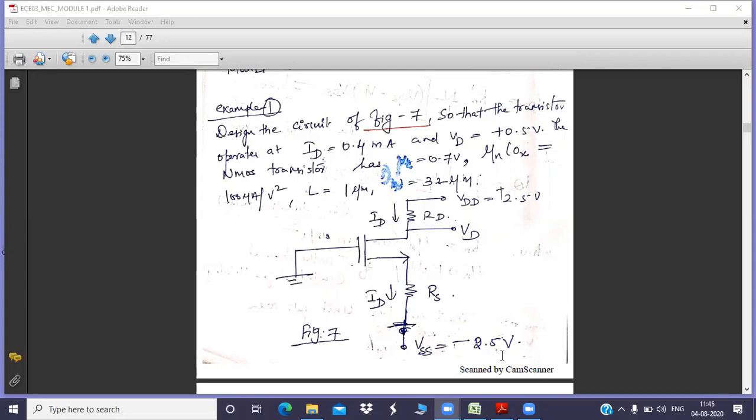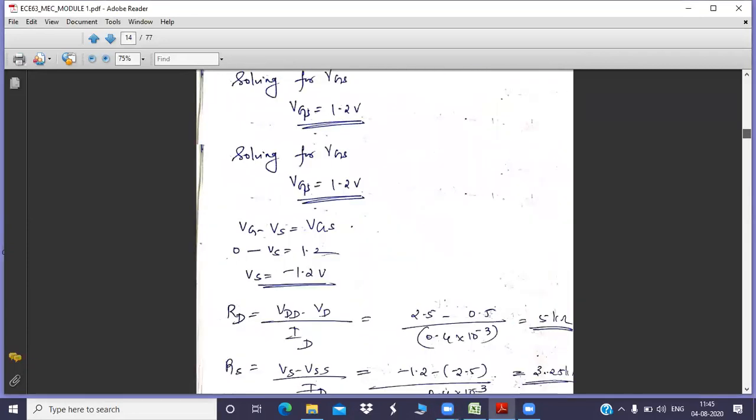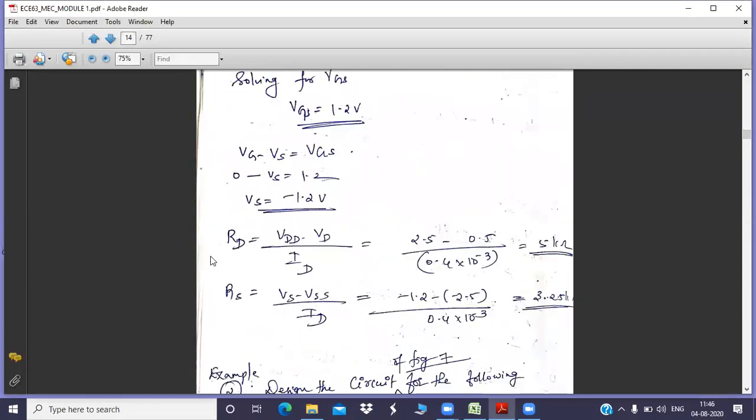Vs minus VSS. What is VSS? VSS is negative 2.5, divided by the current ID, because the entire current ID is flowing from drain to source through this device. So the potential difference divided by current, that is the equation to find the unknown resistance. So same equation I have taken here. RD is equal to potential difference VDD minus VD divided by current ID. Similarly, RS is VS minus VSS divided by current ID.